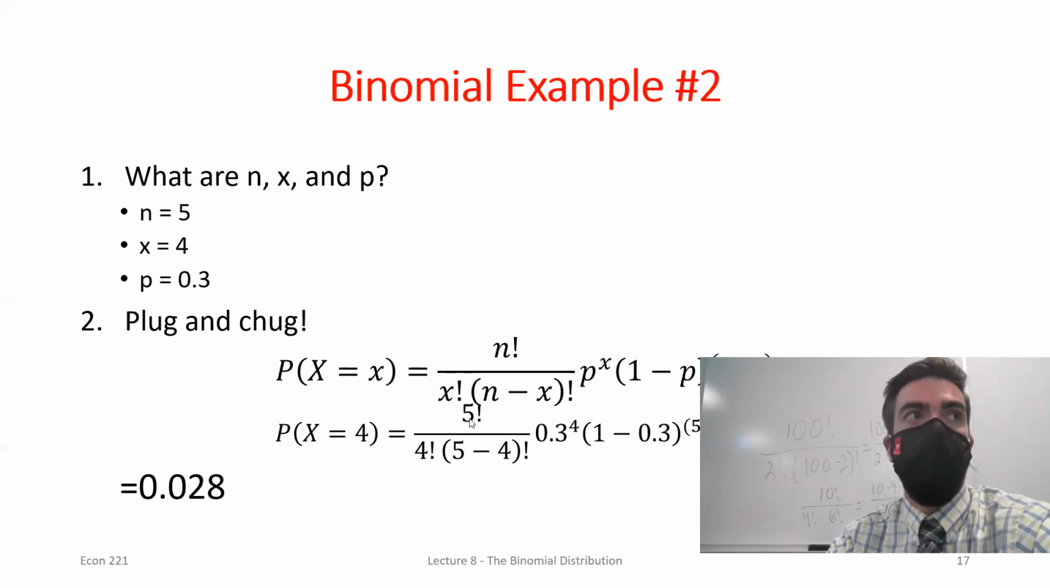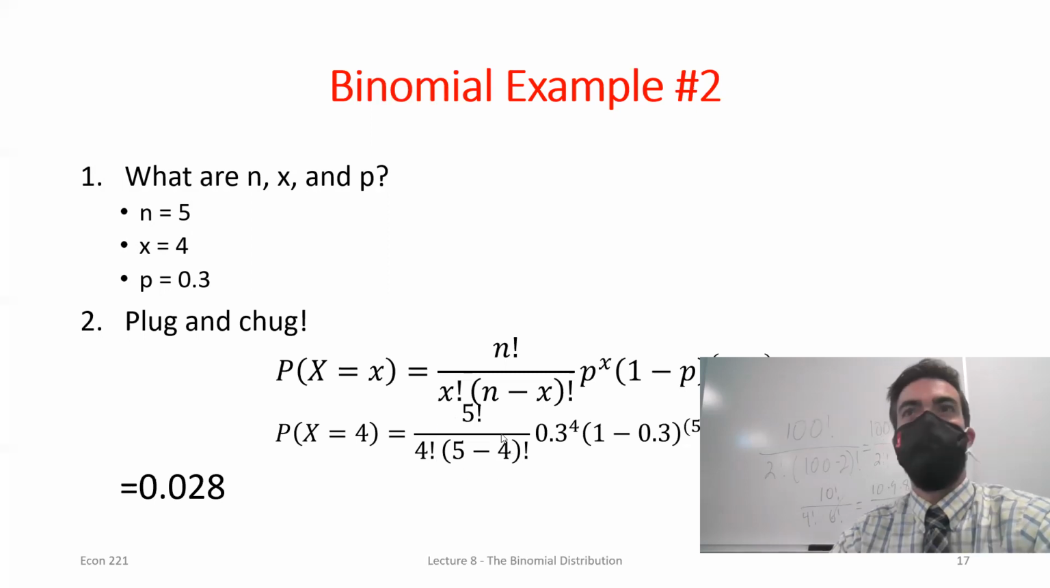So this is going to be 5 times 4 times 3 times 2 times 1, over 4 times 3 times 2 times 1. Everything there would cancel except for the 5. And then what would this be? Well, 5 minus 4 is 1, and 1 factorial is 1. So this is actually just 5 divided by 1, or 5.